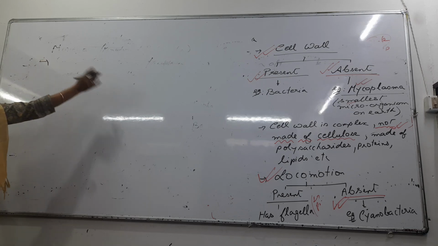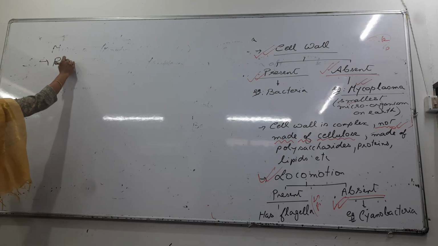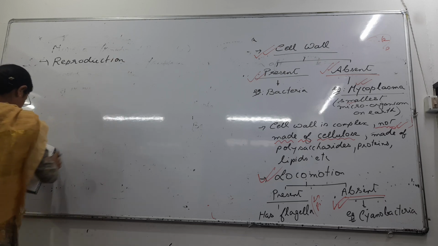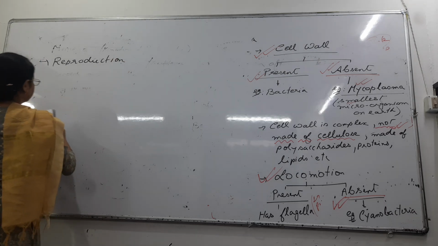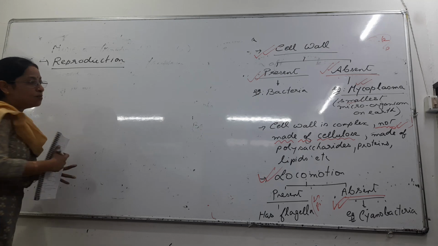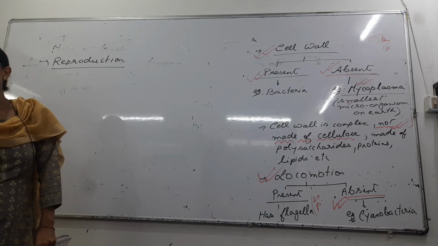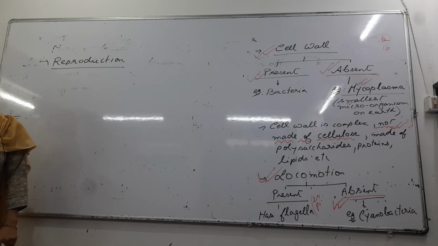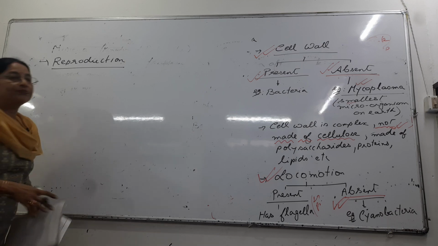Next one, after locomotion and cell wall, write reproduction. So locomotion is present or absent, and nutrition is just autotroph or heterotroph. Reproduction, how many types of reproduction do you all know? Two types, sexual or asexual, right? So does bacteria have sexual reproduction or asexual? Asexual reproduction. They are lower organisms, right?